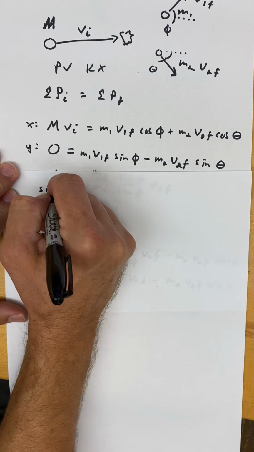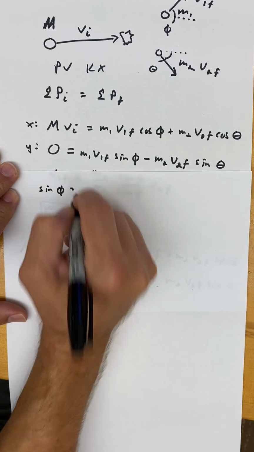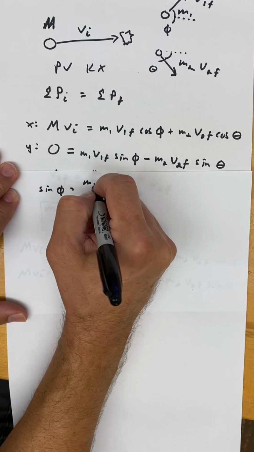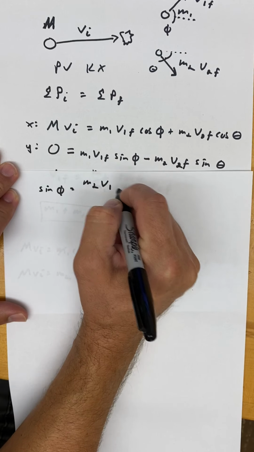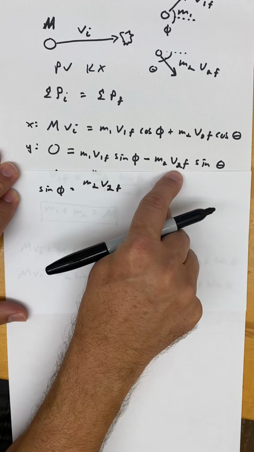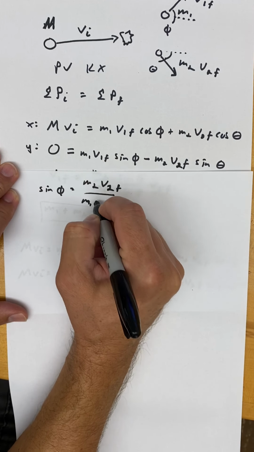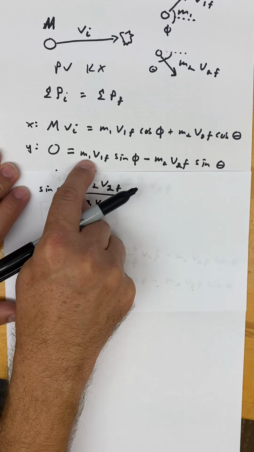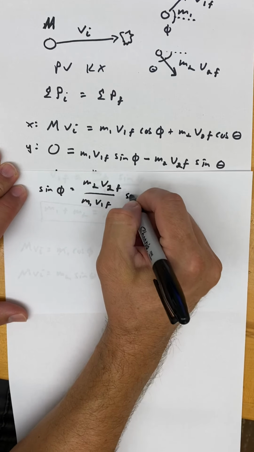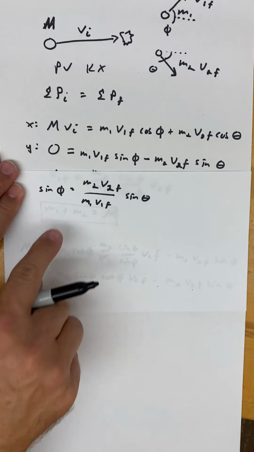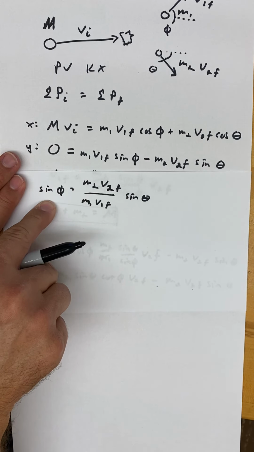So let's say that sine phi is going to be equal to, what I'm going to get here, m2 v2 final from here, divided by m1 v1 final from here. And then I've got a sine of theta here. All right, fair enough. This is sine of phi.